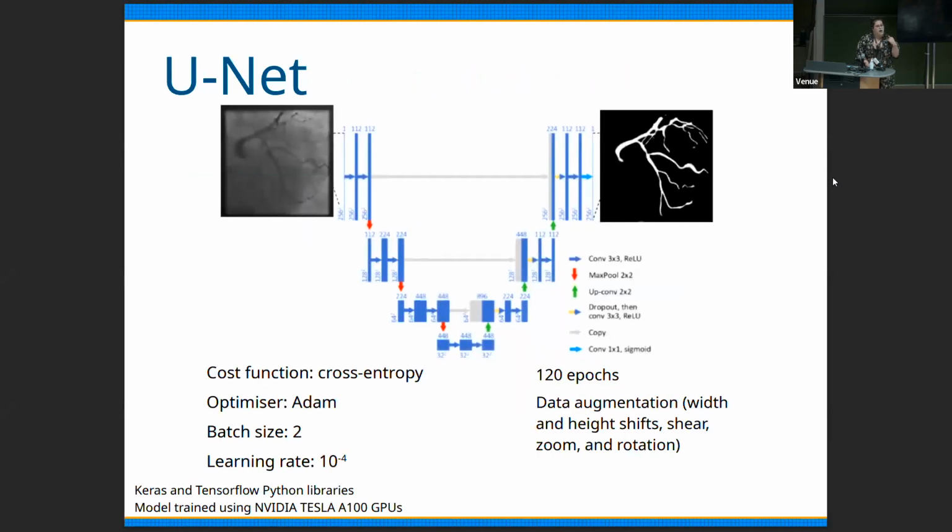So after having labeled the training set, we trained the U-Net. We used cross entropy as the cost function and optimized it with the Adam optimizer in batches of 2 images with a learning rate of 10 to the -4. And we trained it for 120 epochs using data augmentation. The model has been trained using NVIDIA GPUs.